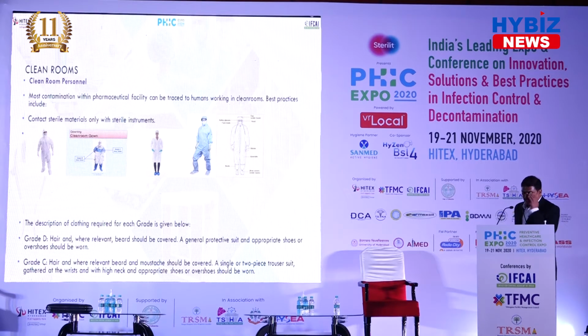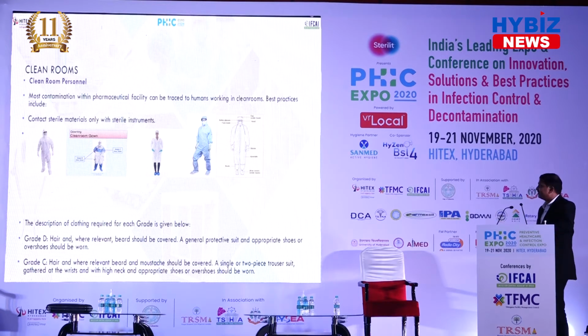And these are the different types of garments used in different classified areas, that is grade A, B, C, D. The description of clothing required for each grade is given below. Grade D: hair and, where relevant, beard should be covered. A general protective suit and appropriate shoes or overshoes should be worn.